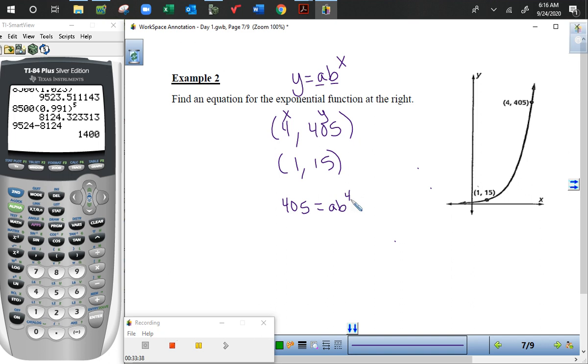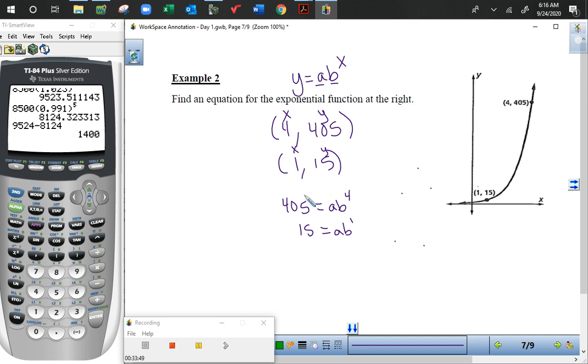I'll do the same thing for the second one, again just plugging in x and y. So that looks like 15 equals ab to the 1st power. This is a system of equations because I've got two equations that are going to allow me to solve for one of the variables. Now, to solve here, we're going to think about eliminating a variable. Okay, you've solved systems before with substitution and elimination.